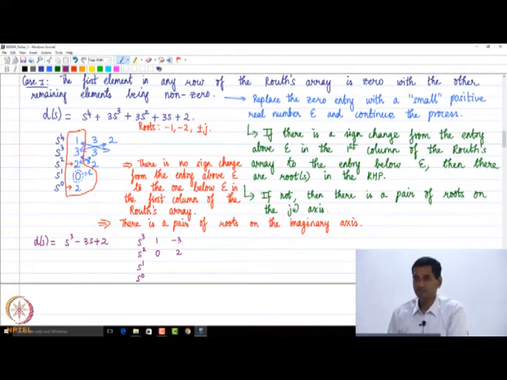Those will be my entries in the Routh array when I write down the coefficients, because the s squared coefficient is 0. Immediately we see that the first entry in the s squared row is 0, but there are other non-zero entries, namely in this case the non-zero entry 2. So we replace this with a small positive number epsilon and continue. Then I will get minus 3 epsilon minus 2 divided by epsilon in the s power 1 row.